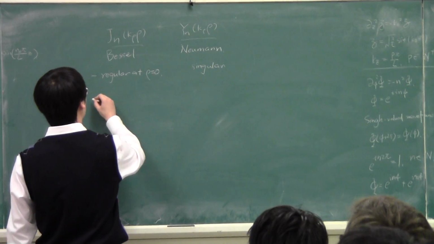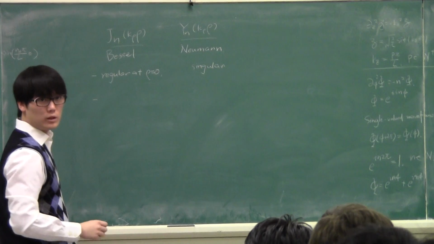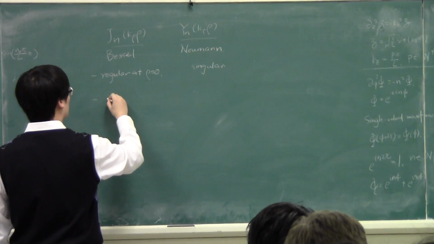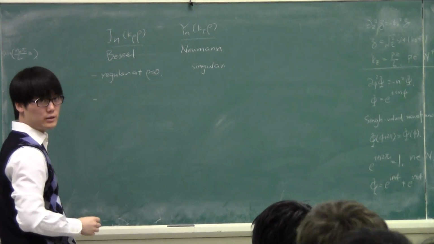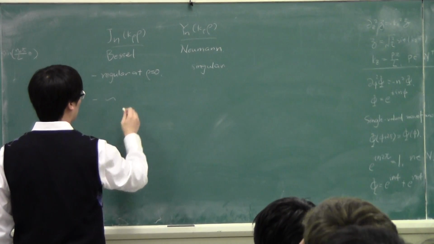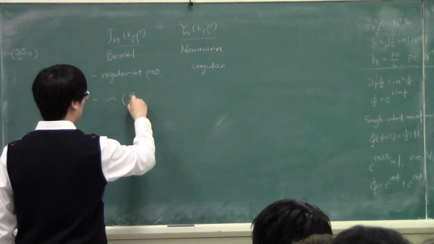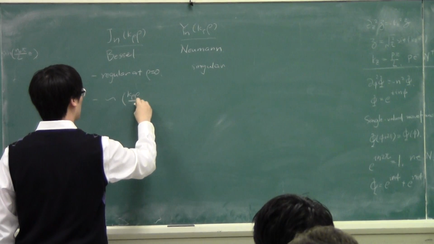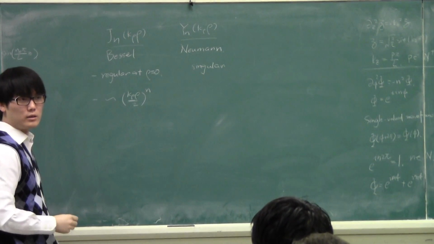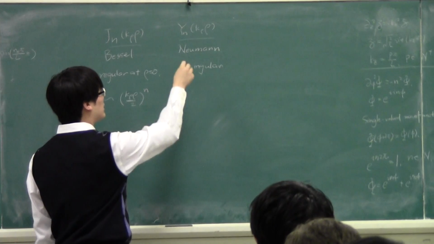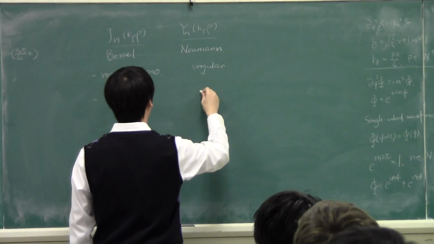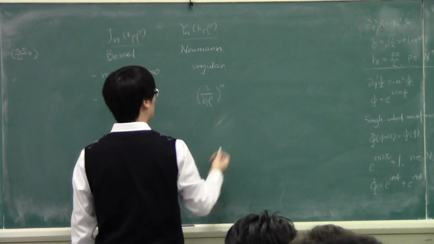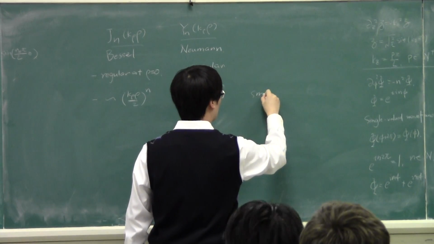Close to the origin, for small argument behavior, I can say that the Bessel function of nth order, for n an integer, is approximately given by the argument to the nth power. Okay. And then over here, this singular behavior is actually modeled by 2 over pi times the argument to the negative nth power. And this is for small argument.